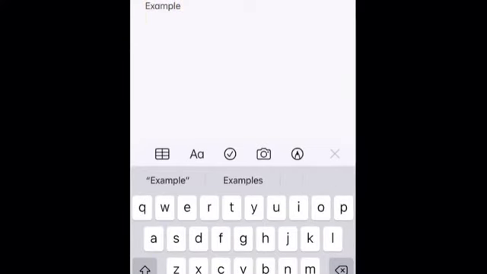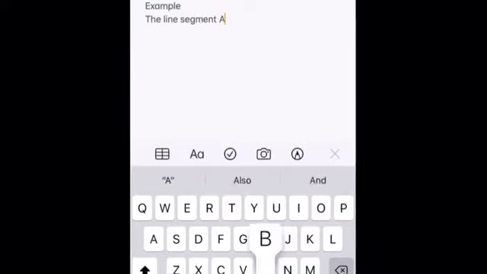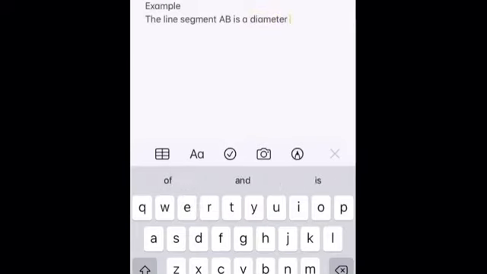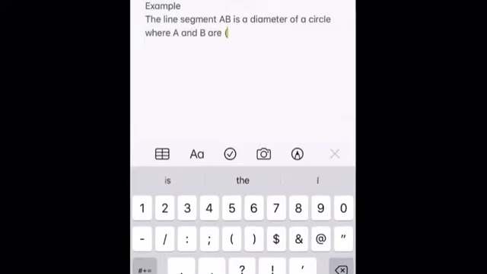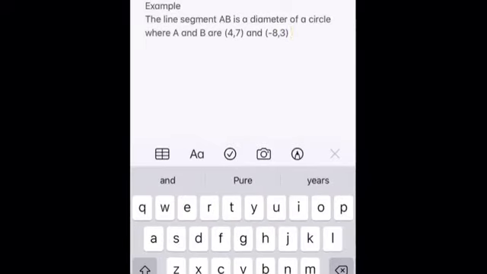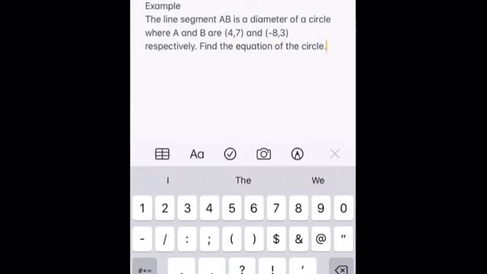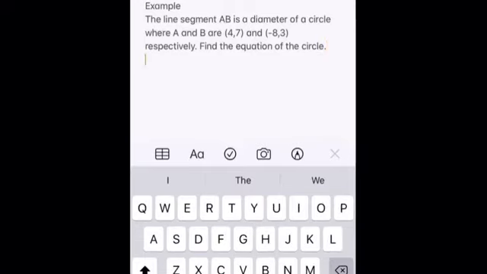Let's take a look at this example, in which the line segment AB is the diameter of a circle where A and B are (4, 7) and (-8, 3) respectively. It asks us to find the equation of the circle. First of all, we're trying to find the center of the circle and the length of its radius. So we need to know the length of AB, which is the diameter, and we will divide it by 2 to get the length of the radius. And we will find its midpoint to give us the center of the circle.